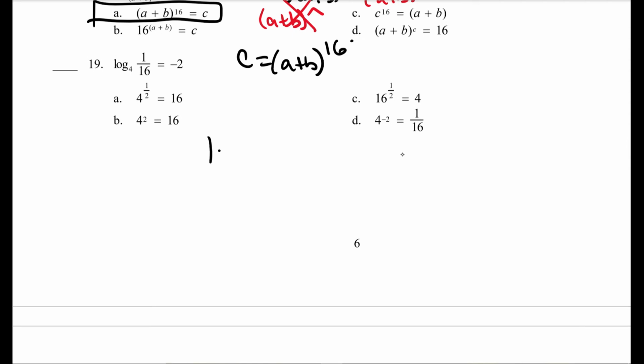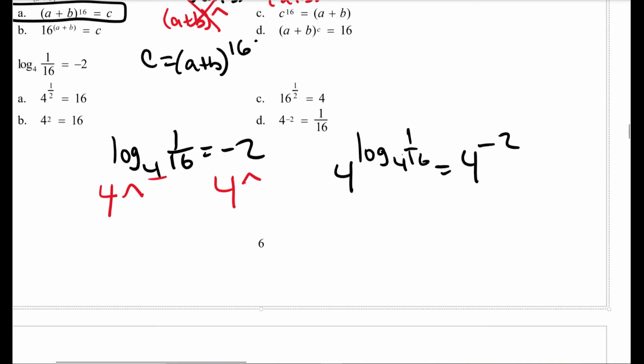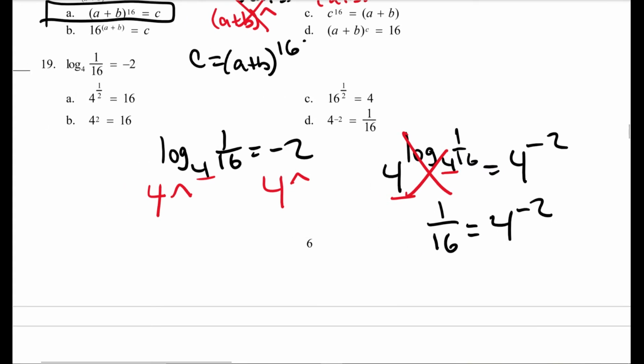So we're going to do the same thing here. So we have log base 4 of 1 over 16 equals negative 2. So the base of the log is 4. So we're going to exponentiate with 4 as our base. So 4 raised to that power, 4 raised to that power. So now we have 4 raised to the log power equals 4 raised to the negative 2. And now since these bases match, they cancel, leaving us with 1 over 16 equals 4 to the negative 2 power, which in this case is d.